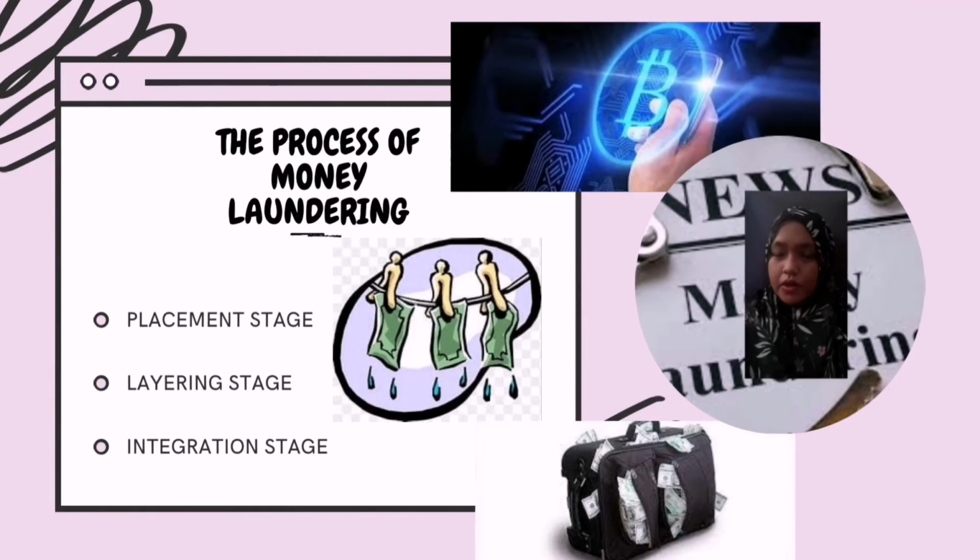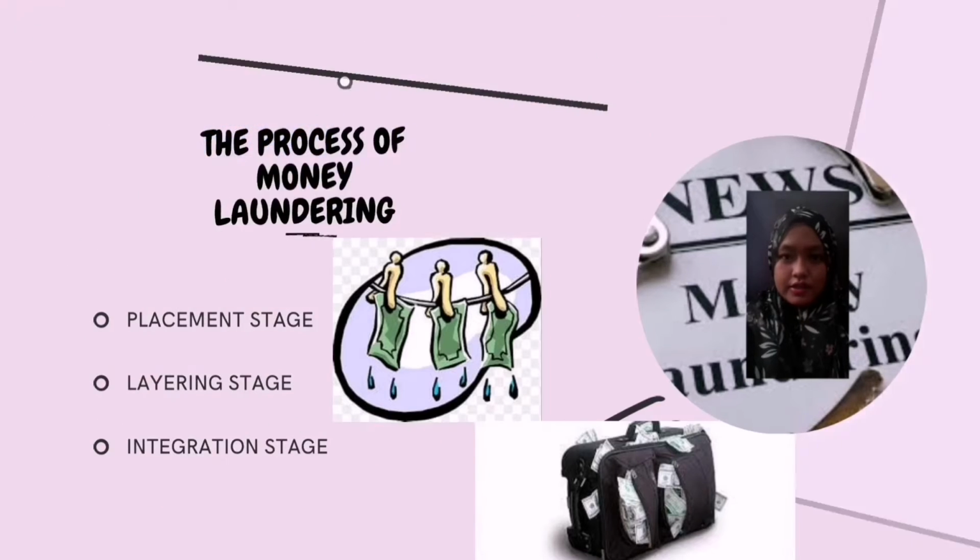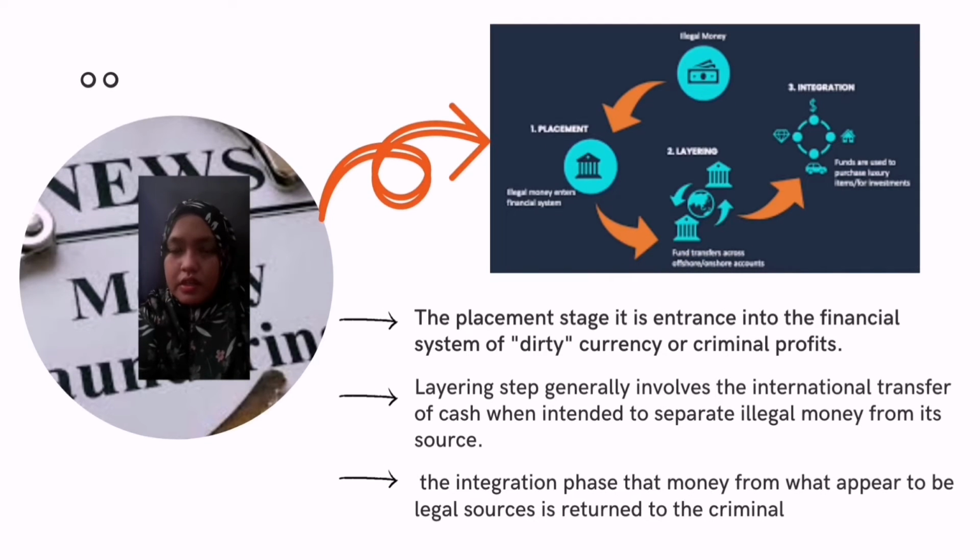I will explain about the cycle of money laundering. It is divided into 3 separate stages. First is the placement stage, secondly the layering stage, and thirdly the integration stage. First of all, the placement stage is the entrance of the currency or criminal profits into the financial system. Generally speaking, this serves two functions in which the criminal is relieved of significant sums of cash and deposits the money in the official financial system.